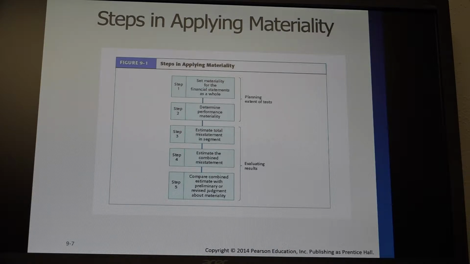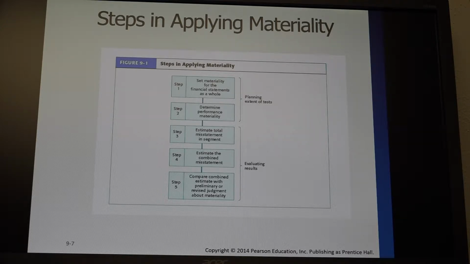In Figure 9-1 there is a step approach to applying materiality. In step 1, we set the materiality for financial statements as a whole. This is the maximum amount that the auditor believes the statements could be misstated and still not affect the decisions of a reasonable user.